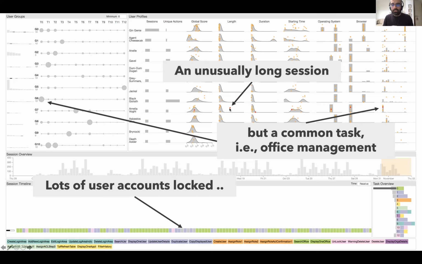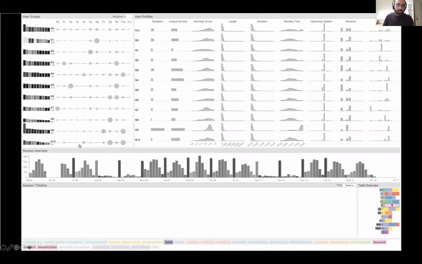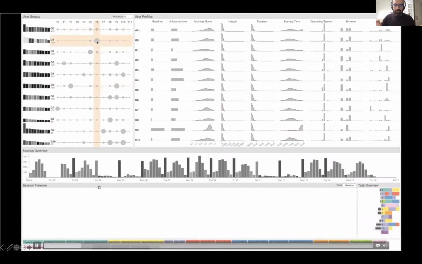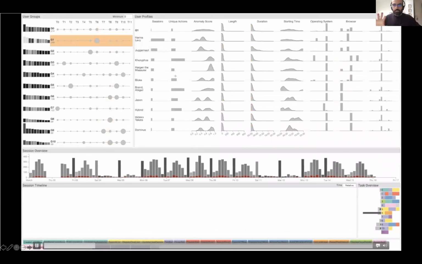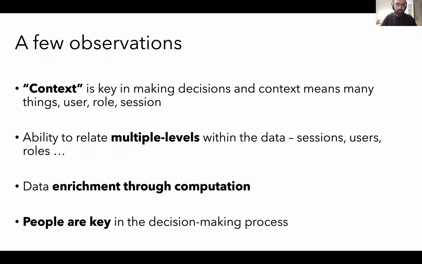So if you look only at the duration, that's what the algorithm usually does. It can be flagged as unusual, but if you look at it, that's something that this user always does. And if you look at the group that this user belongs to, that's also a common task for the group of that user. So in a way, what we try to support through this interactive interface is to relate these multiple levels, multiple facets of the data, to one another.